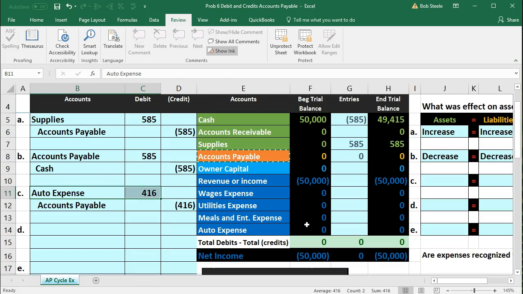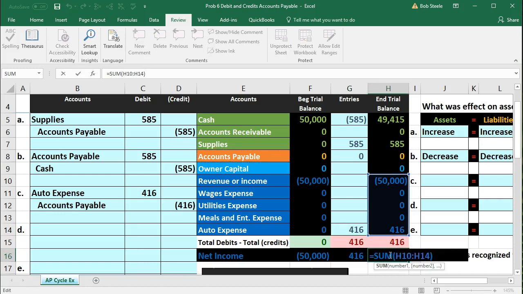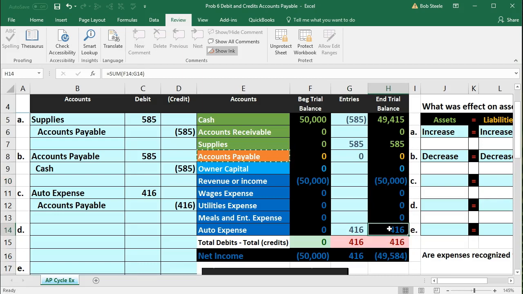So we've got the auto expense. That's going to be down here in cell G14. In cell G14, I'm going to say equals, and then point to this 416 in cell C11. And once we select enter, we're going to bring that balance from 0 up by 416 to 416. And we will then be out of balance. Net income will go down. So there we have it. Net income is revenue minus expenses. Credits of revenue, debits of expenses. The credits are greater than the debits by 49,584. We're then going to credit the accounts payable.